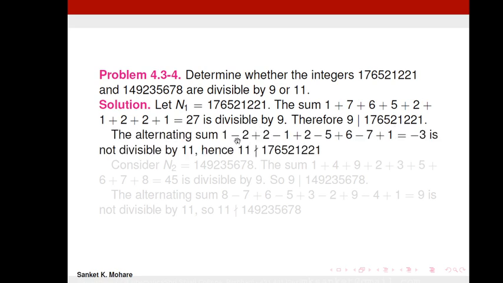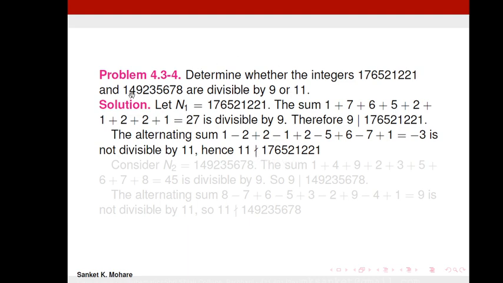Now the alternating sum. While writing the alternating sum we start from the unit place. So the alternating sum is 1 - 2 + 2 - 1 + 2 - 5 + 6 - 7 + 1, which is equal to -3. But -3 is not divisible by 11. That's why 11 does not divide the given integer.